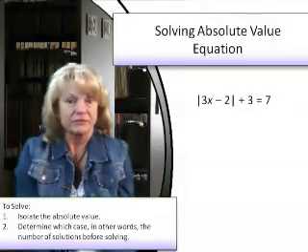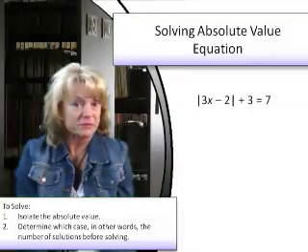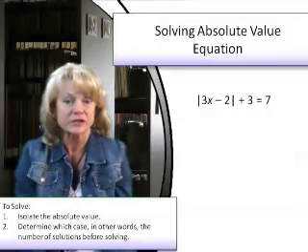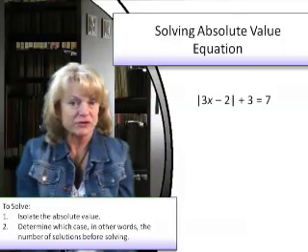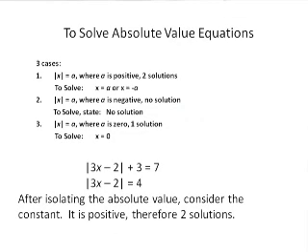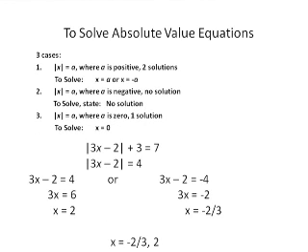Here's our first example. Remember to isolate the absolute value first before trying to determine which case you have. So after subtracting 3, the right-hand side is positive. Therefore, there are two solutions. To solve for these two solutions, take the 3x minus 2 out and set it equal to 4. Also set it equal to negative 4. Solve these two linear equations for your two solutions.